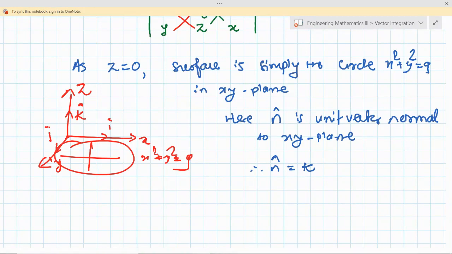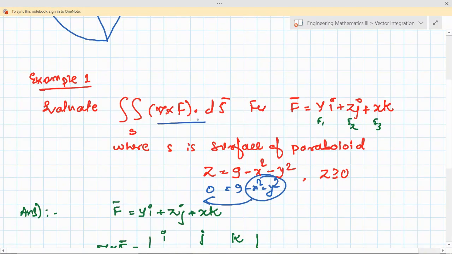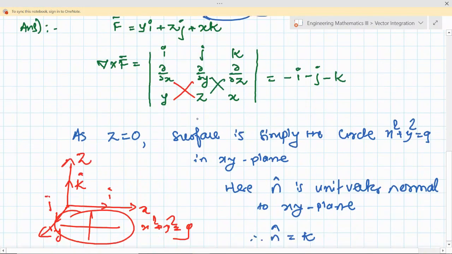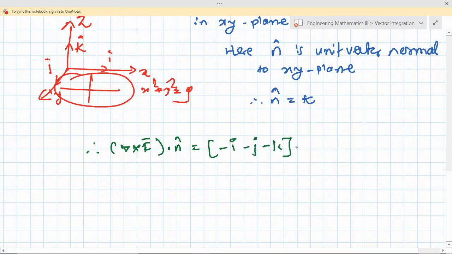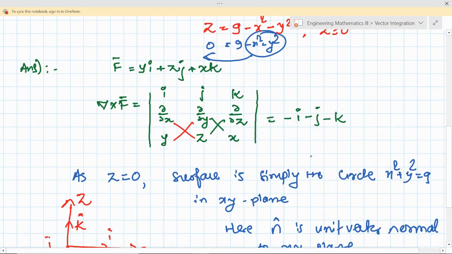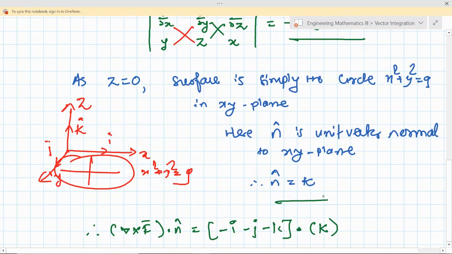So hope you got this. Now what is my answer here? n cap is equal to k. We want the normal component of curl of f bar. What is the normal component of curl of f bar? Therefore del cross f bar dot n cap. What is del cross f bar? It is minus i minus j minus k. Dot product with n cap, which is k. See here, this is del cross f bar and this is n cap. Now take the dot product.